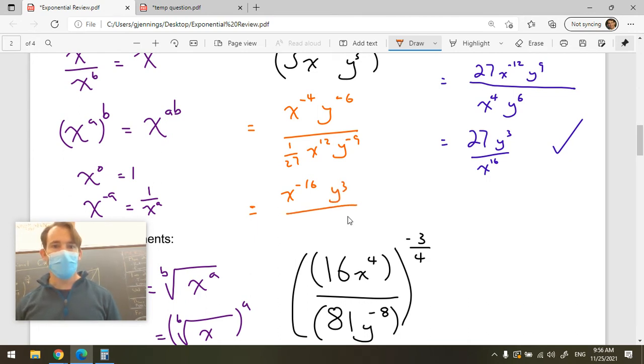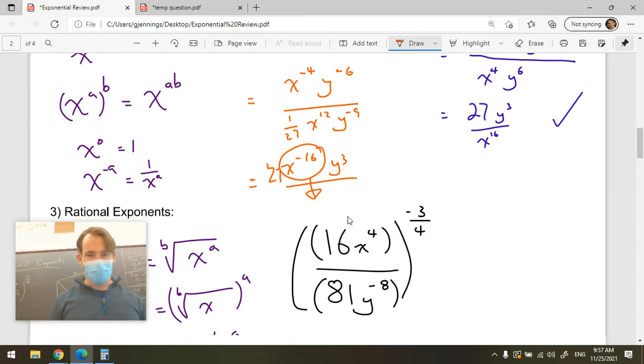This 1 over 27 dividing by a fraction is the same as flip and multiply, so I'm going to put this 27 on top. Okay. And then x to the 12, y to the negative 9, we already did that. So we have the same thing we have here. We just need to now move this x to the 16 down. And then it's this. Same thing. Okay? Okay, let's keep going.